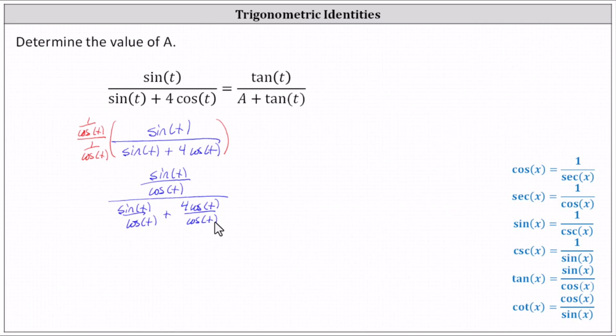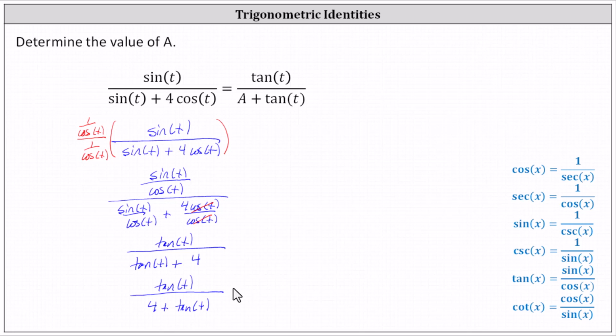And now let's simplify. Sine t divided by cosine t equals tangent t, giving us tangent t divided by, in the denominator, again, sine t divided by cosine t equals tangent t, plus cosine t divided by cosine t simplifies to 1, leaving us with plus 4. And now comparing this to the right side of tangent t divided by the sum of a and tangent t, we can rewrite the expression as tangent t divided by 4 plus tangent t.